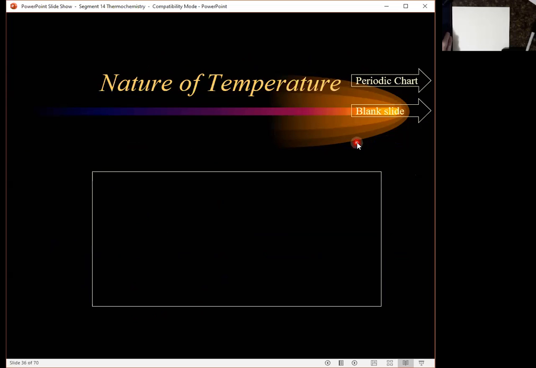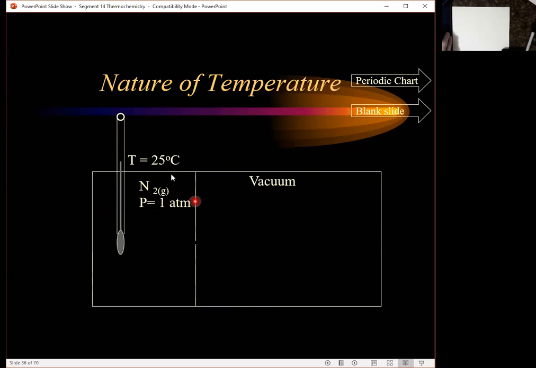Let's look at a little more detail. Here's an experiment that really does happen. If I'm lying, I'm dying. This is true. Put diatomic nitrogen at one atmosphere pressure, and say the temperature of this sample is 25 degrees. Now, there's a little tiny hole between the chamber that contains the nitrogen and the other chamber, which is a vacuum.